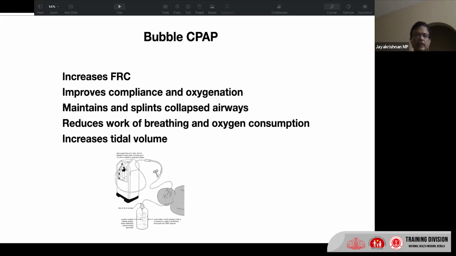I have discussed that the alveoli which are collapsed are kept open at end of expiration because of this pressure, and it can maintain and expand the collapsed airways also. That's why it could sometimes be useful in children with asthma also, and it reduces work of breathing and oxygen consumption. The tidal volume is increased. So bubble CPAP is one thing that you can resort to if the child is not responding to your initial nasal cannula or non-rebreathing mask. If you provide some PEEP in the form of a bubble CPAP, it can sometimes increase oxygen saturation.